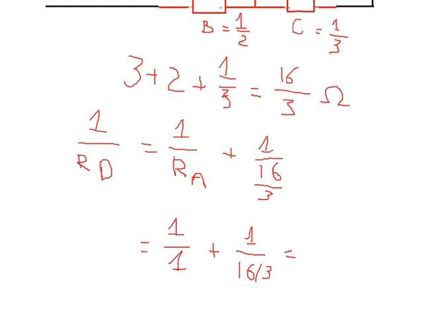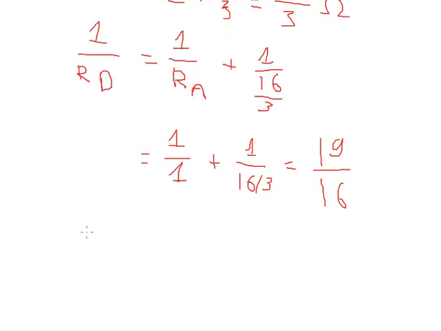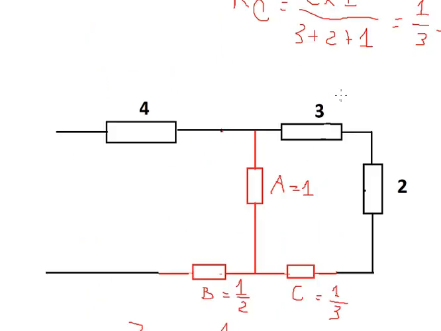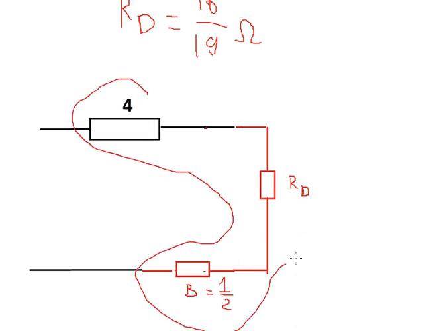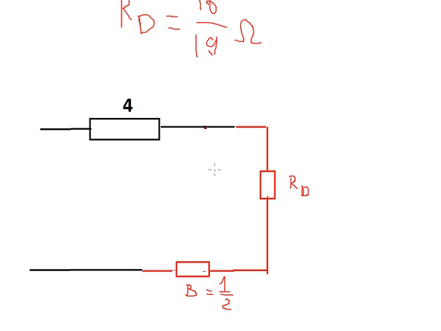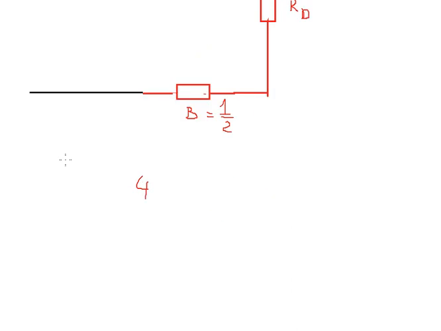So this one we have 19 over 16, and we can find the resistance of D. That is 16 over 19. And now we need to transform this one again. And that should be like this. Now we can see that all of them are in series. So we have the final answer.